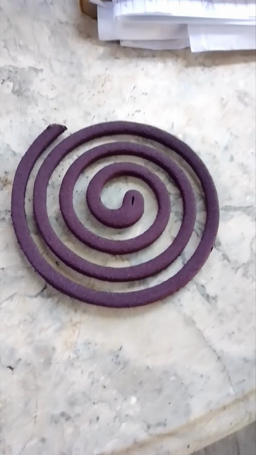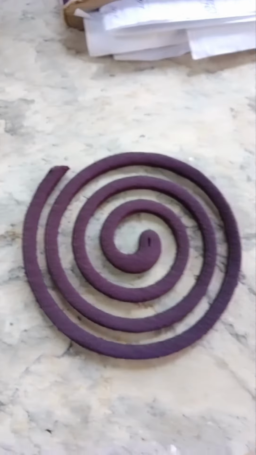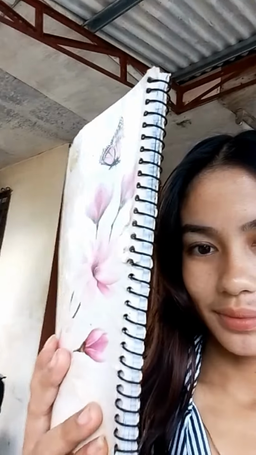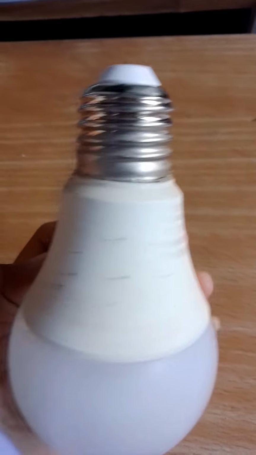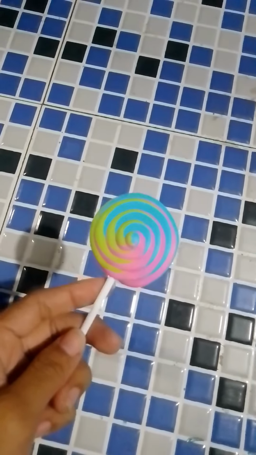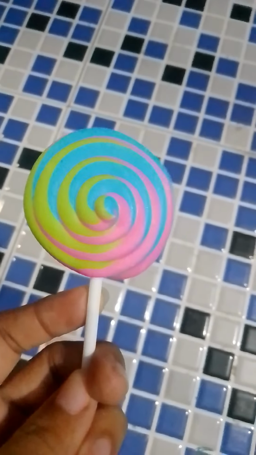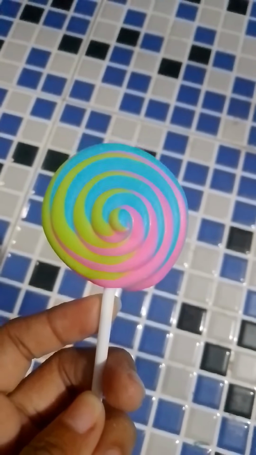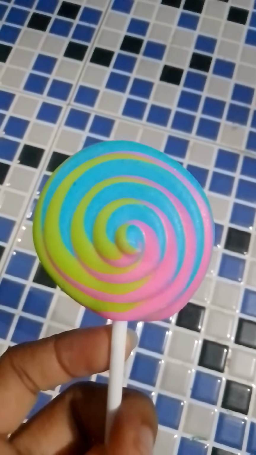Another sample of spiral is a mosquito coil. The third sample of spiral is the spring of a notebook. The fourth sample of spiral is a bulb. The last example of spiral is a lollipop. Like this. As you can see, it moves around a central point and continuously widens.